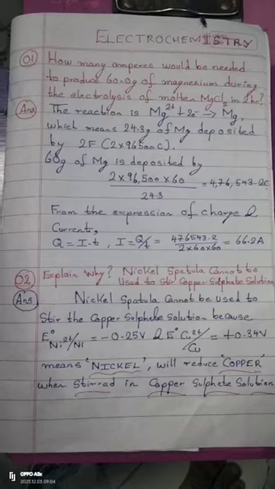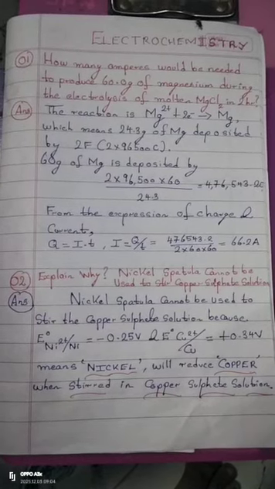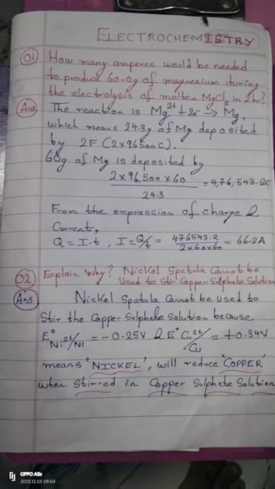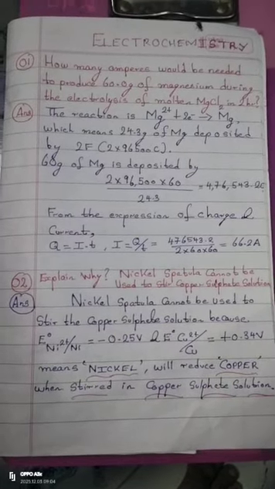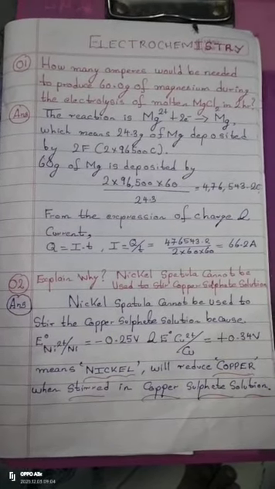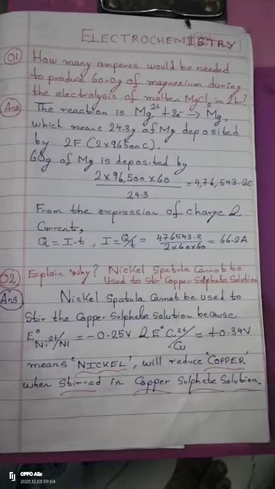The clue for this is 1 Faraday equals 96,500 coulombs. We are getting 2 Faraday due to 2 electrons. 24.3 refers to the atomic mass of magnesium. The available is 60 gram of magnesium. The time is 2 hours. By substituting into Faraday's formula, we are getting this.